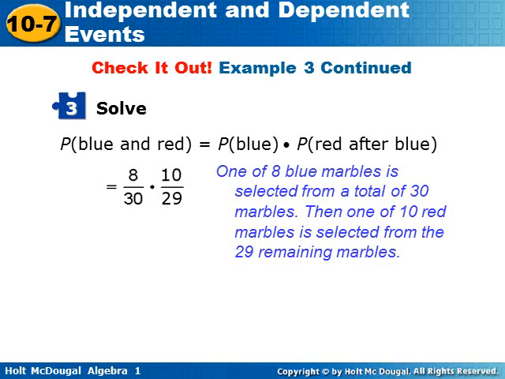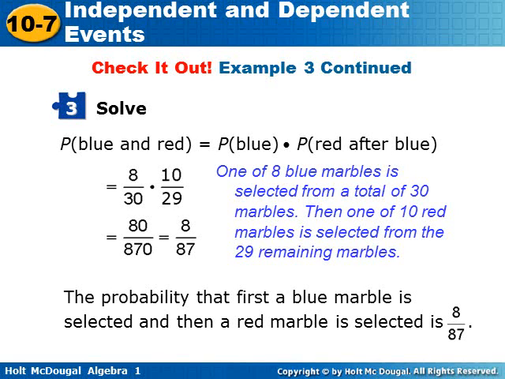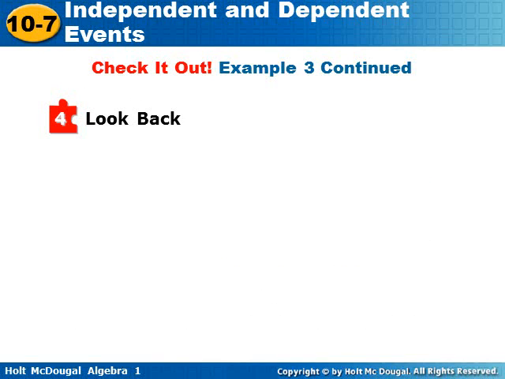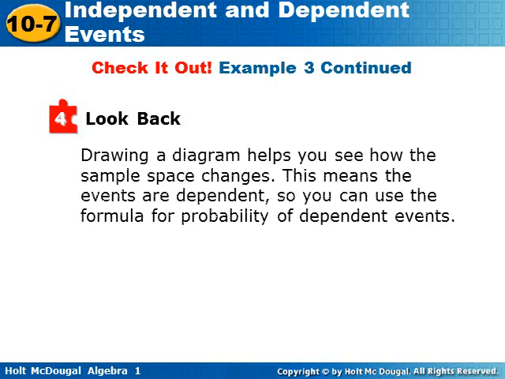1 of 8 blue marbles is selected from a total of 30 marbles, and then 1 of 10 red marbles is selected from the 29 remaining marbles. So you multiply them together and you get 80/870, which would reduce to 8/87. The probability that a blue marble is selected and then a red marble is selected is 8/87. If you want to look back, drawing a diagram helps you see how the sample space changes. This means the events are dependent, so you use the formula for probability of dependent events.